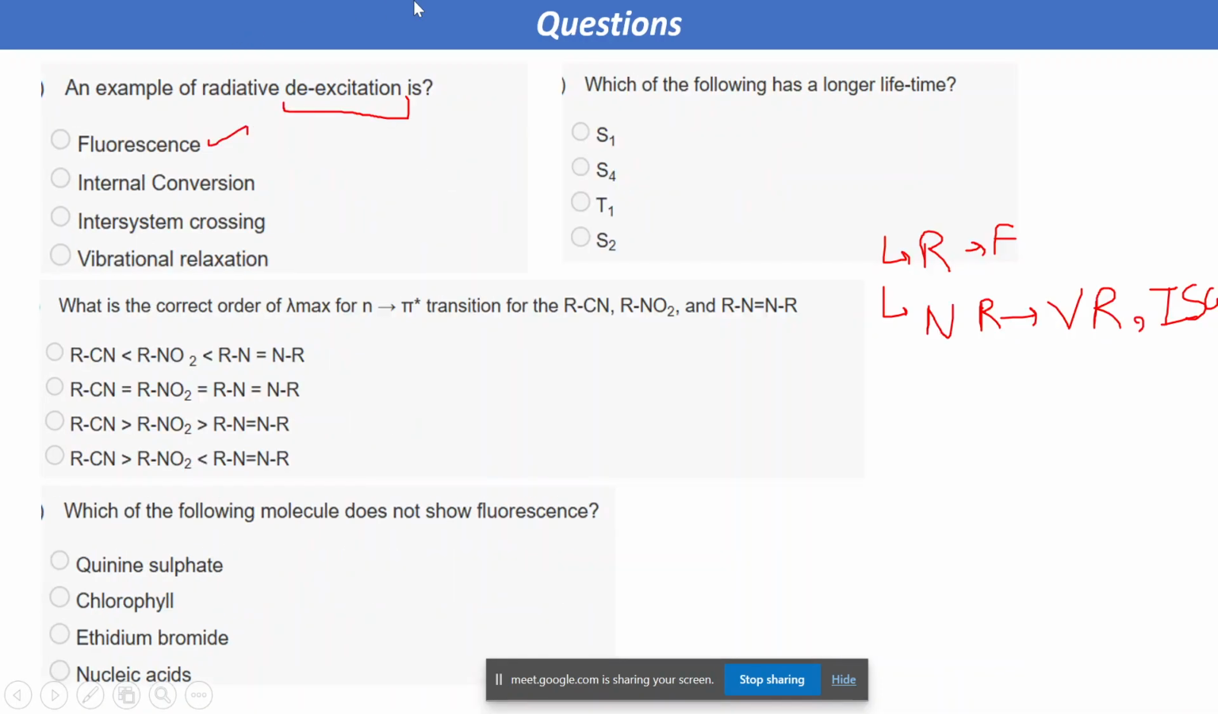And if an option contains phosphorescence, will that also be an answer? Yeah, both will be correct options. Similarly, these three are the non-radiative transitions.